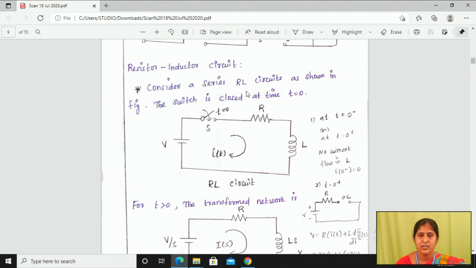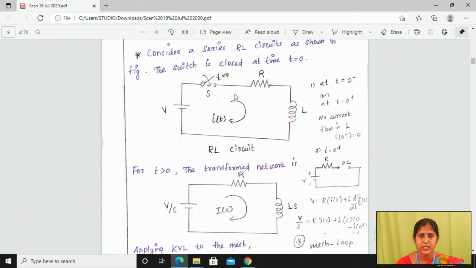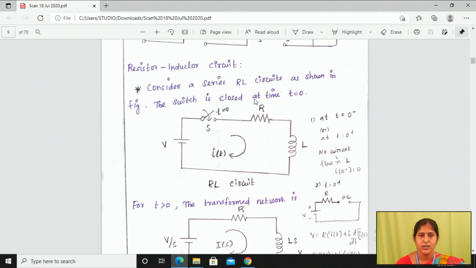So today's class we are going to discuss the resistor inductor circuit. In the previous class we already discussed what is network analysis and what is network synthesis. Today we are going to discuss the series RL circuit. Our unit 1 is circuit transient analysis, and based on that we are going to design the circuit.